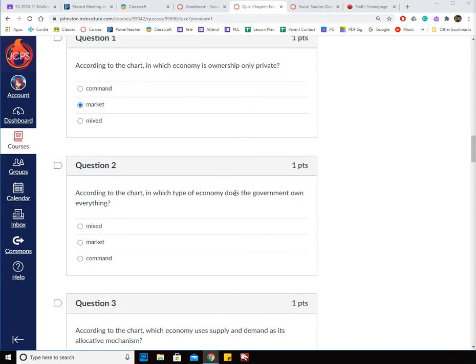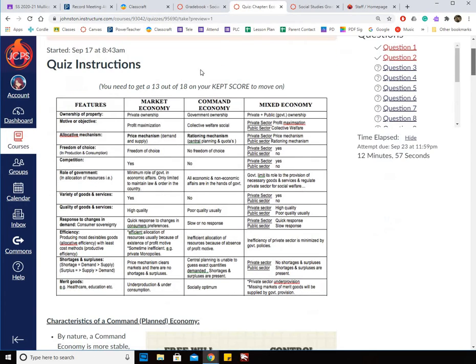According to the chart, in which type of economy does the government own everything? Did anybody see that? You want to try to take a guess? Or scroll up and look. First person to put it in the chat gets extra XP. Allie. Allie got it. All right. Yes. So it was command. So it's basically like the government commanding everything under here.